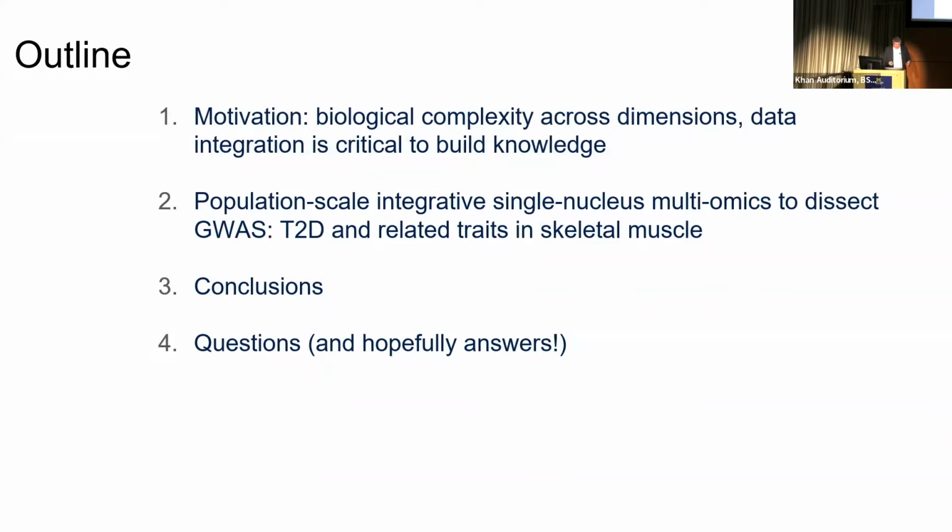I want to talk a little bit about one of the projects that we're pushing on nowadays. And here's the outline of the brief talk that I'll give. First, I'll start with some motivation about biological complexity across dimensions, and the need to do data integration is absolutely critical to understand mechanisms across these dimensions. Then the meat of the talk is population scale, integrative single nucleus multi-omics to dissect GWAS signals. I'll focus on T2D and related traits and skeletal muscle. Then some conclusions, and I'll delay questions until the very end after everyone has had a chance to speak.